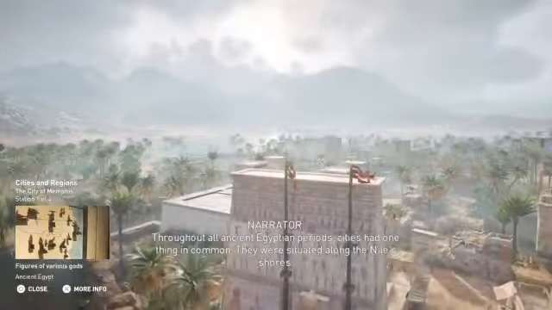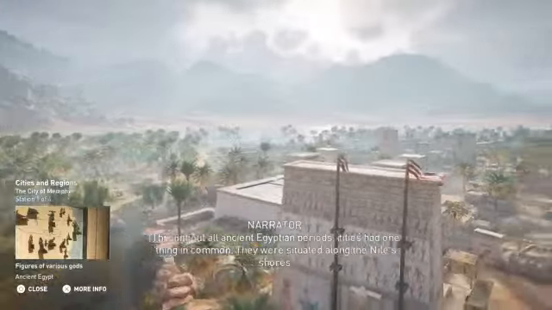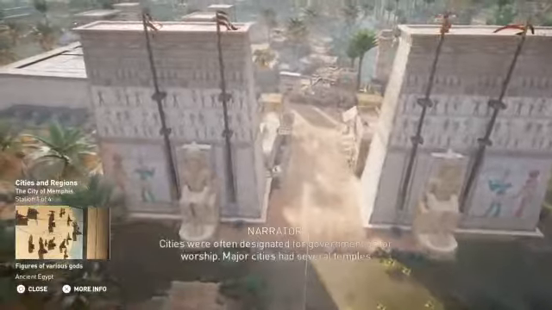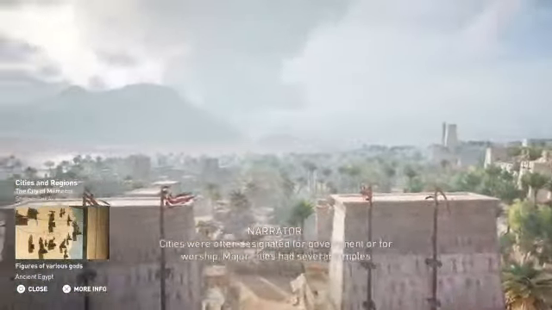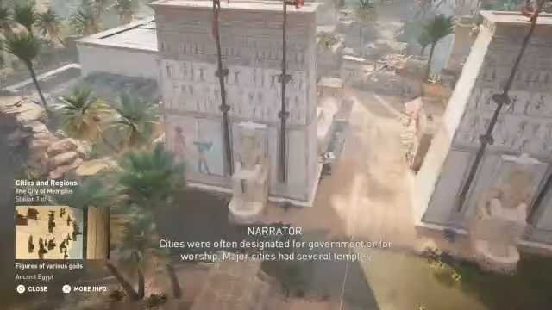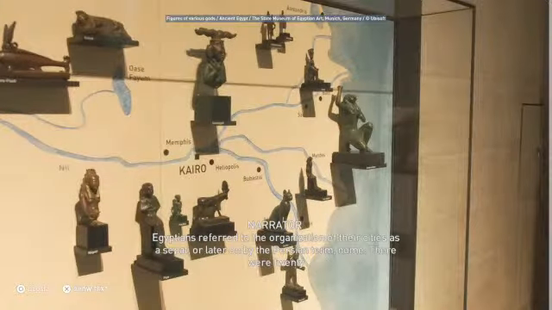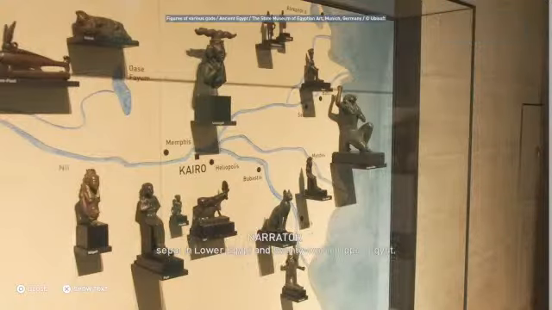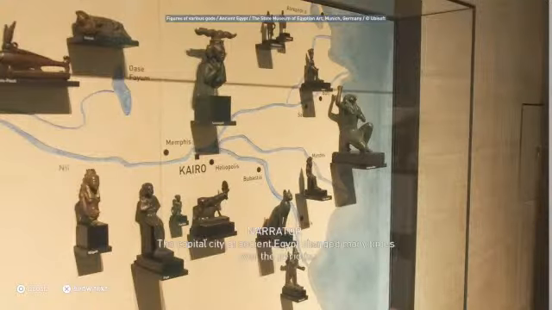Throughout all ancient Egyptian periods, cities had one thing in common. They were situated along the Nile's shores. Cities were often designated for government or for worship. Major cities had several temples dedicated to numerous gods and goddesses. Egyptians referred to the organization of their cities as a sepat, or later on by the Persian term nome. There were 20 sepat in Lower Egypt and 22 in Upper Egypt. The capital city of ancient Egypt changed many times over the periods.